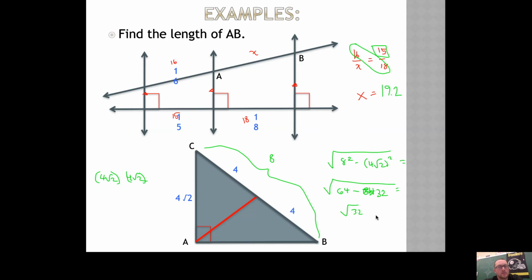So your answer is the square root of 32, which doesn't make a lot of sense, but we're going to simplify this radically. It's going to be 4 square roots of 2 also. It'll be the same as this. So if these are the same, these are going to be the same when you have a right triangle.